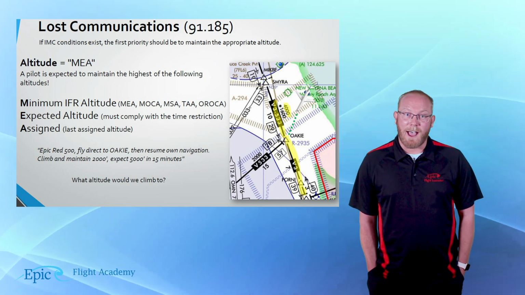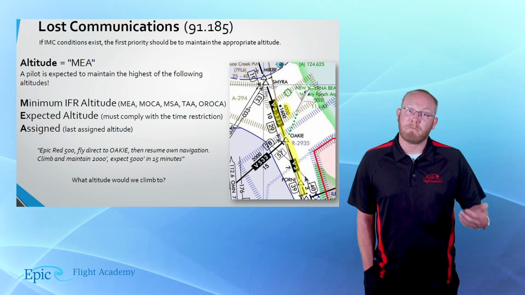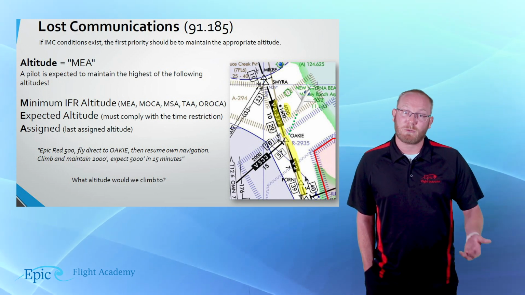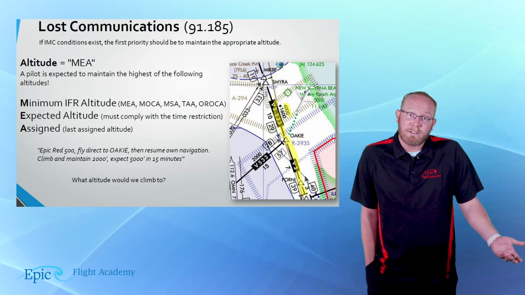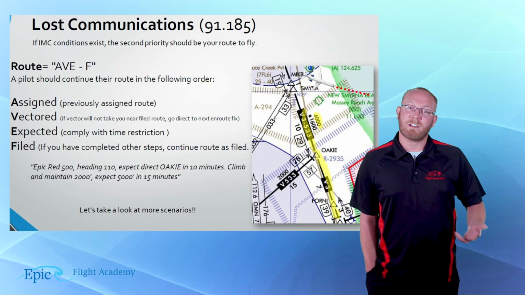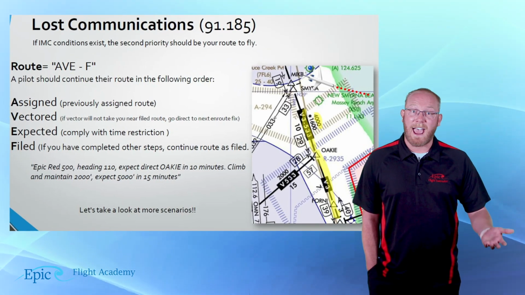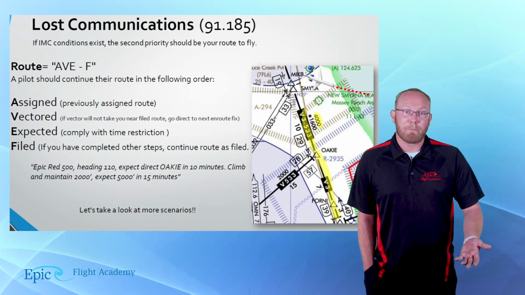Now, what about the other half, right? We also have to figure out our route. How are we going to get to our clearance limit or to our destination airport? Well, there's another fun acronym. It's known as AVEF. And let's jump into that.